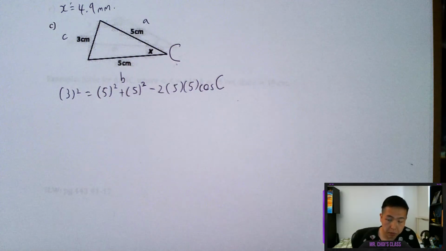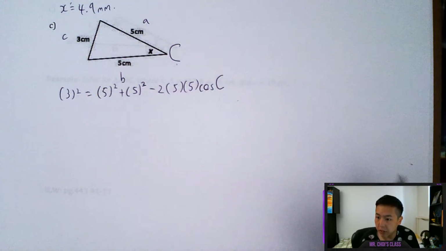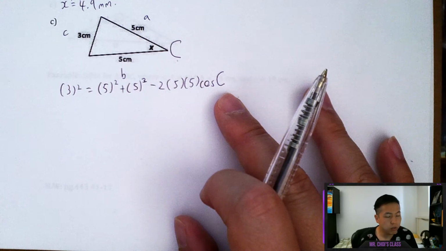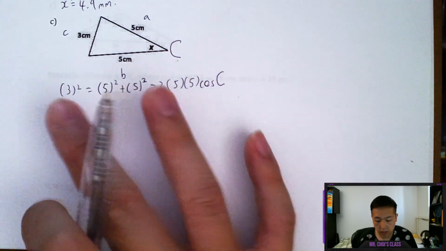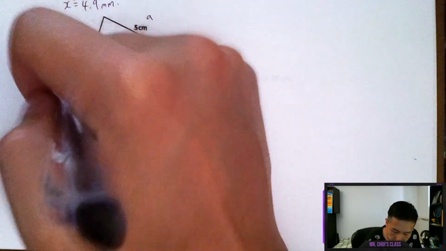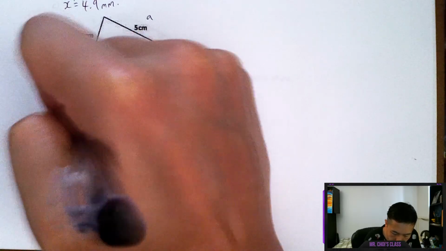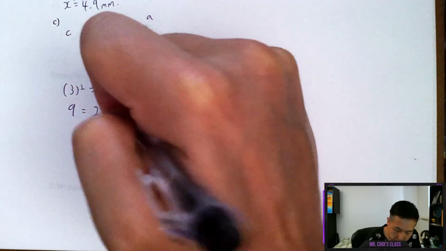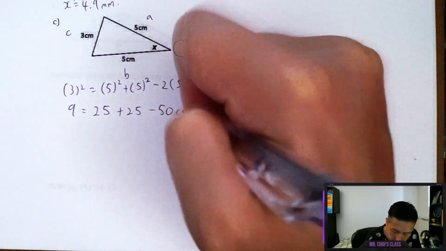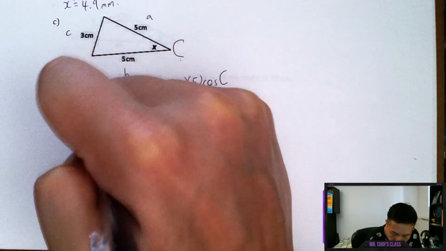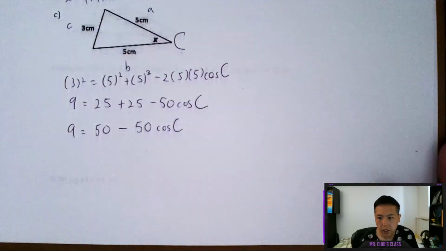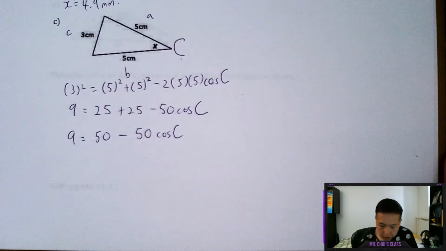So let's go through step by step as to how to solve for an angle this time rather than a side. Because this formula is rearranged to solve for the side usually. But what if we're trying to solve for the angle? So let's go through it. 9 is going to be equal to 25 plus 25 minus 50 cosine C. Going to continue onwards. We get 9 equals 50 minus 50 cosine C.